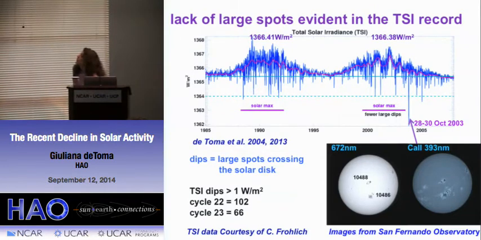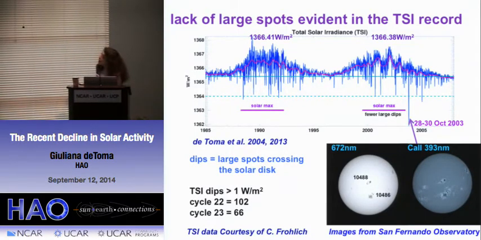If you look at the total solar irradiance record, you find very clearly the signature of the lack of these large spot groups in TSI. This shows the daily values in blue, and the red curve is the 81-day average. The large day-to-day variation is real; this is not noise in the data. When TSI decreases sharply, this dip corresponds to the passage of a very large spot group across the central meridian. If you count the days when TSI decreased significantly from the mean values, you find more than 100 of these days in cycle 22 and only 66 in cycle 23. So the day-to-day variability in TSI clearly shows the change in the spot distribution that we see at the photosphere.